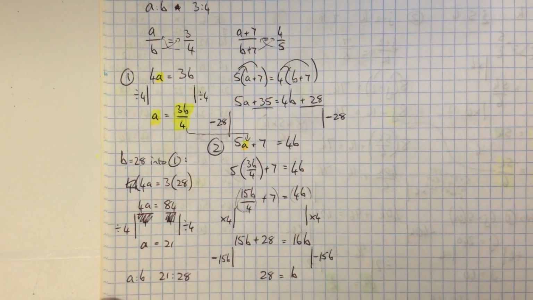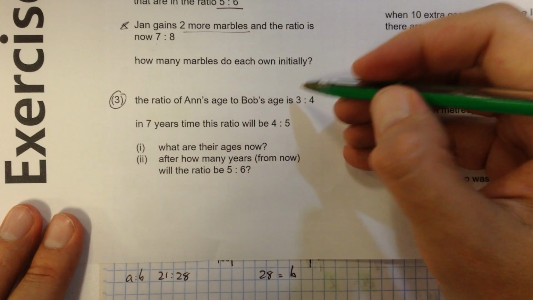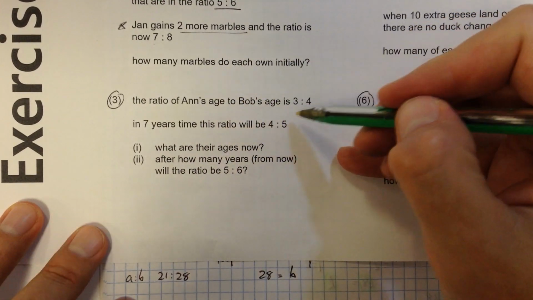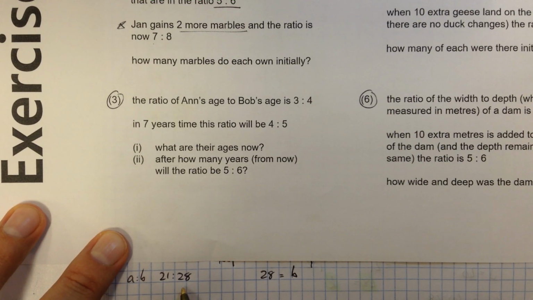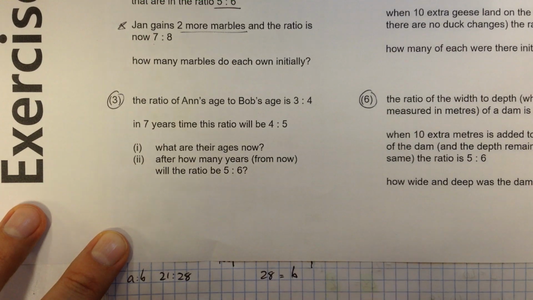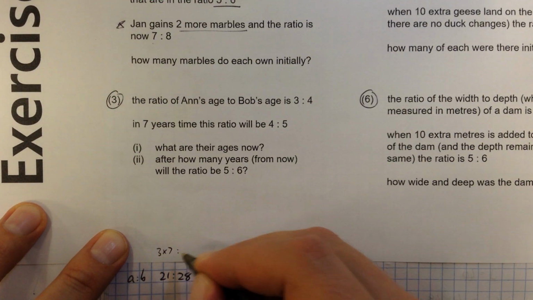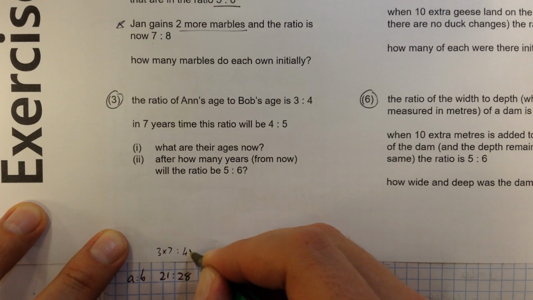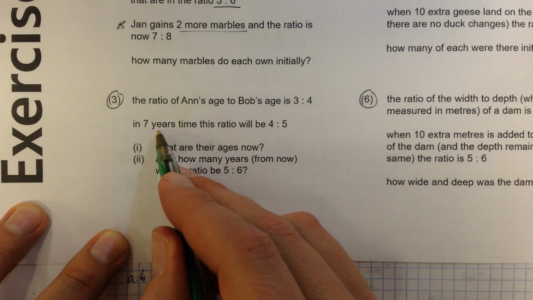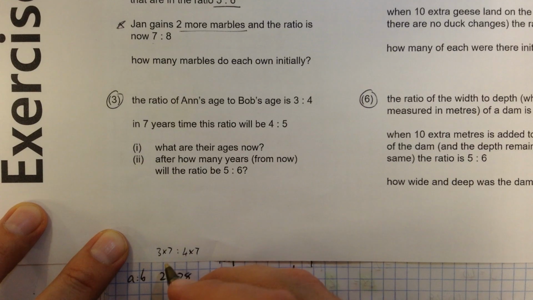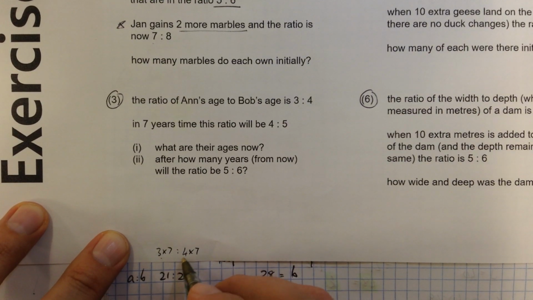Let's see if that adds up. Anne and Bob's age is 3 to 4. So 3 times 7 is 21, and 4 times 7 is 28. 3 times 7, 4 times 7. Okay. So I don't know if it's a coincidence that it happens to be 7 years' time, but we definitely have this ratio 3 to 4.